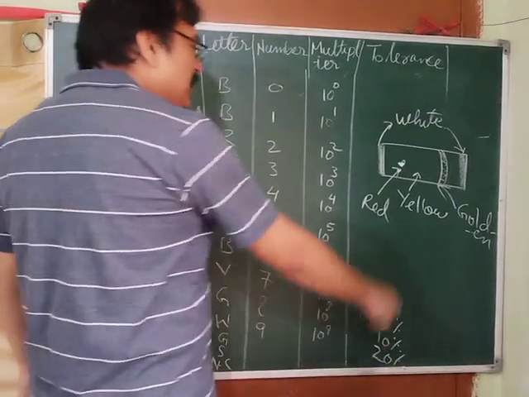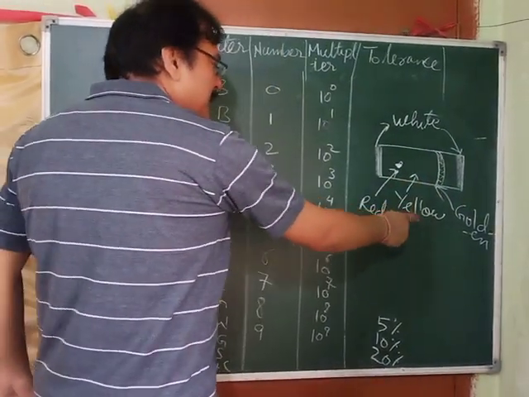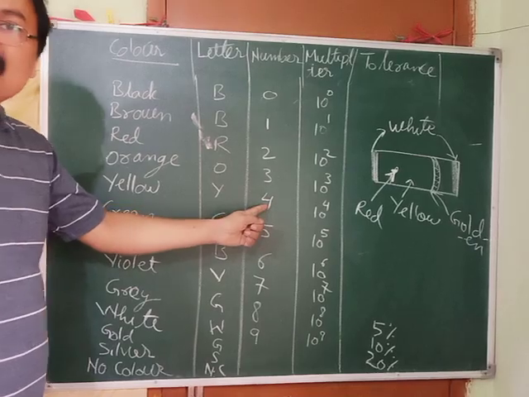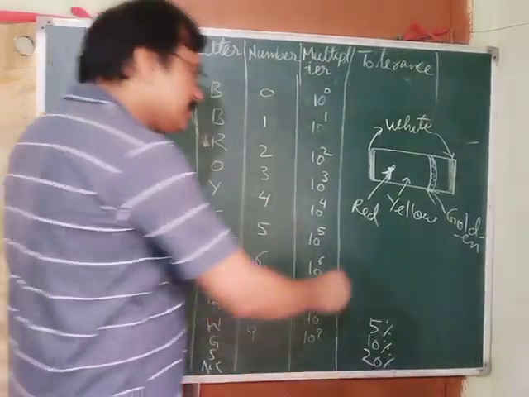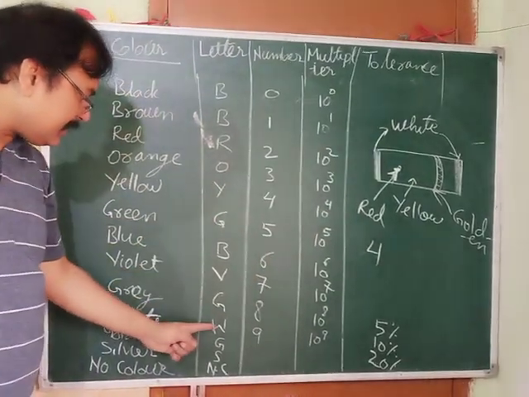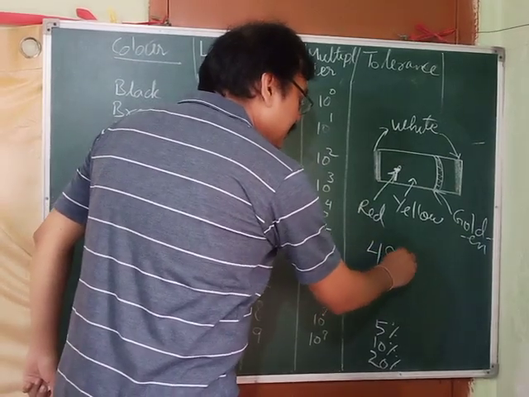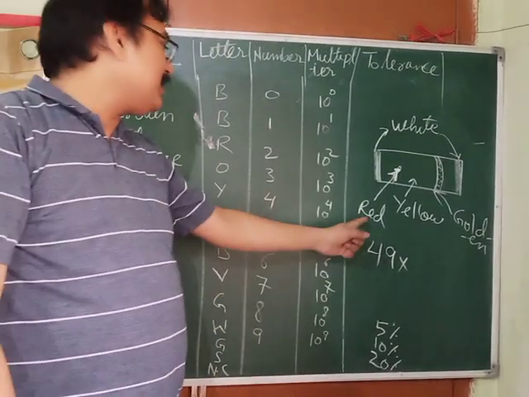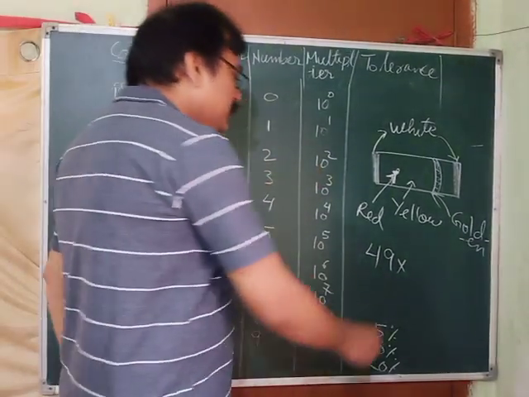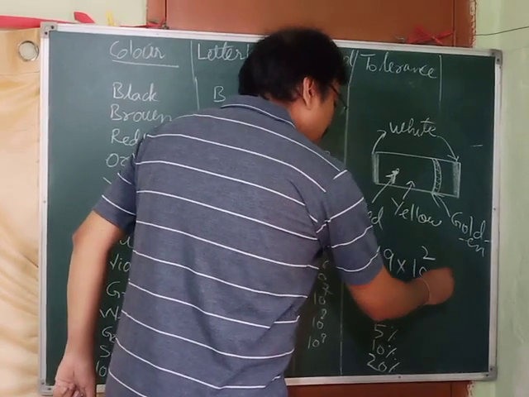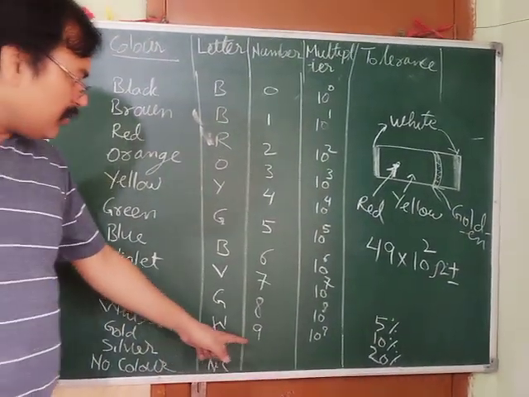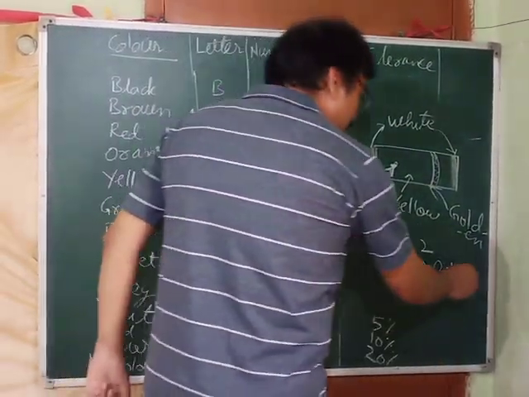So first, body color is what? Body color is yellow. Yellow is here. So 4 is the number. Understood? So first digit is 4. Now what is the color of the ends? White. It is here, 9 is there. So 9. Now what is the color of the dot? It is red. For red, it is the multiplier. Red is here. Multiplier is 10 to the power 2. So 49 times 10 to the power 2 ohm. Plus minus gold. What is the tolerance for gold? It is 5%.